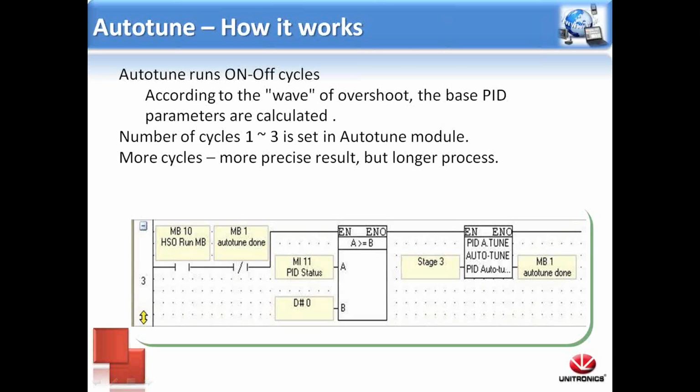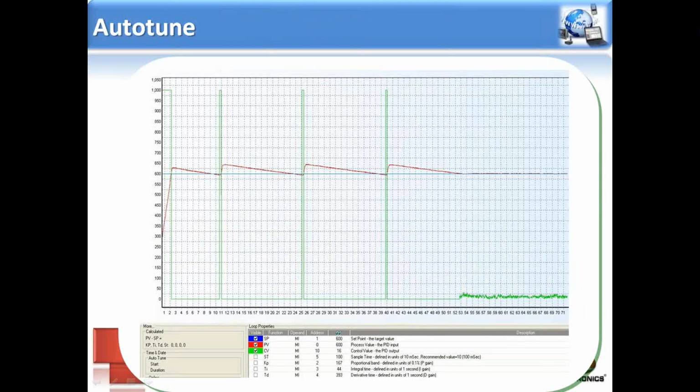We can run a number of cycles from 1 to 3. The more cycles we run, the more precise the results will be, but the longer the Autotune process will take. It's worth noting that Autotune must be done once only, the first time we run our system. Once the Autotune is run and the PID parameters are found, we never have to run Autotune again. The parameters will be saved.